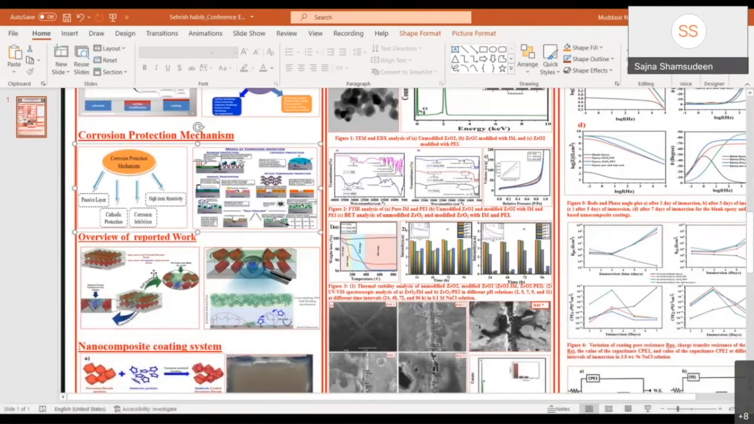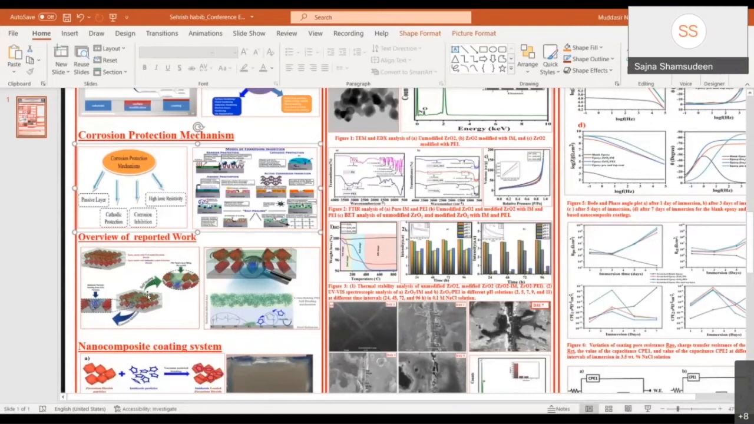Epoxy was used in this case as a polymeric matrix, and after reinforcing the epoxy with the modified zirconia oxide nanoparticles, they are deposited on the steel substrate, and a scratch was made. Manual scratch was made with a scalpel.